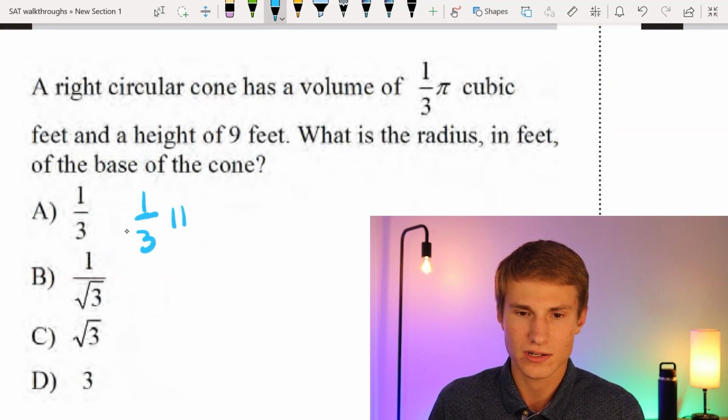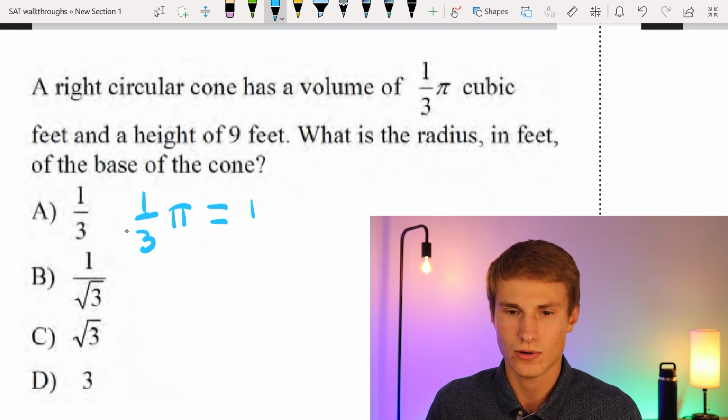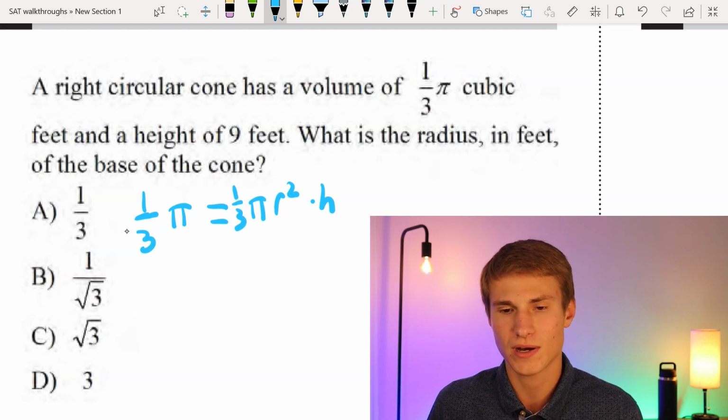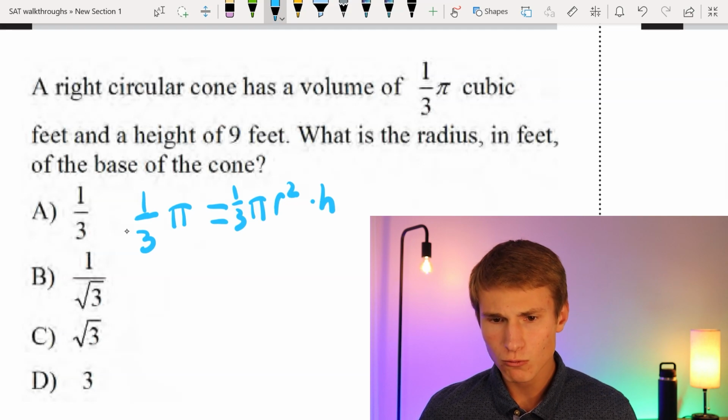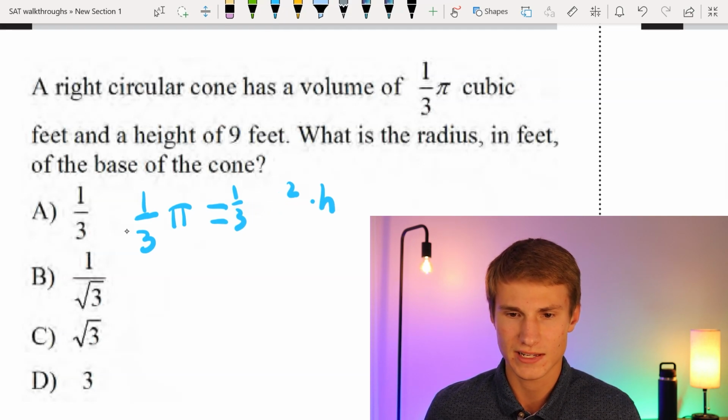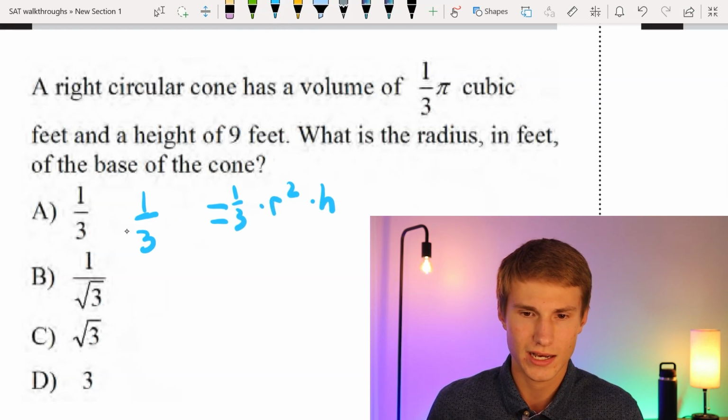So we've got 1/3 pi is our volume. We know our volume is equal to pi r squared times our height times 1/3. So 1/3 pi r squared times our height. All right, well from here, what can we go ahead and cancel? Well, we can go ahead and cancel our pi. So let's go ahead and erase pi from each side.